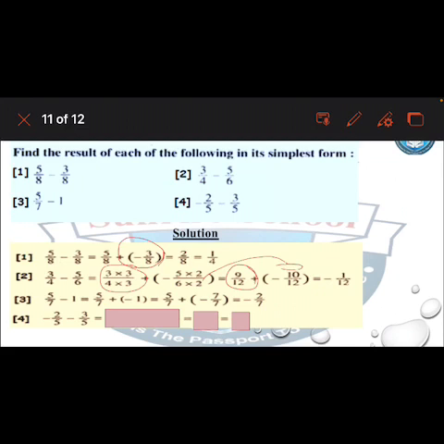Last example, negative 2 over 5 minus 3 over 5. Same denominator, so it will be negative 5 over 5, which is negative 1, and I will keep the negative as it is.